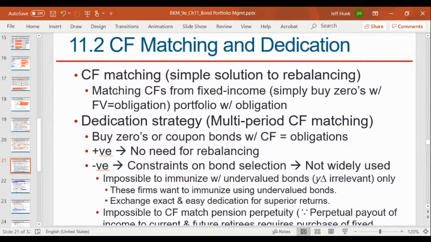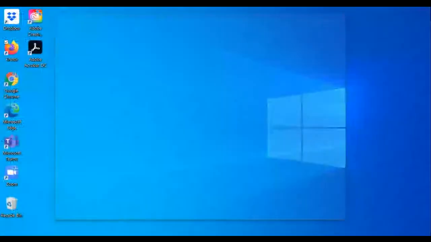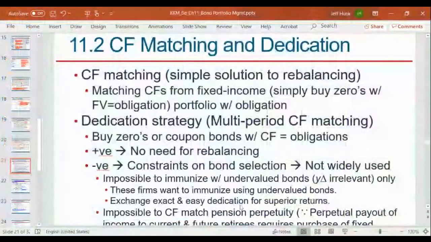So remember, immunization is not really a passive strategy because you have to rebalance, right? Every year or every 2 years, right? And the act of rebalancing is already not passive, it's active, right? So to make it truly a passive management strategy, you can use cash flow matching, okay, which is a simple solution to rebalancing.